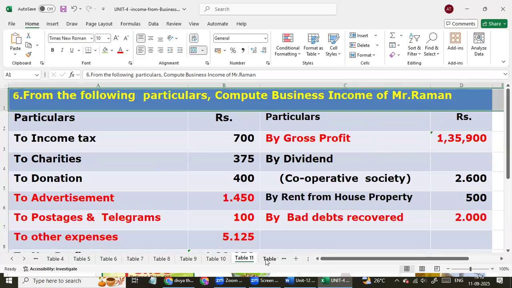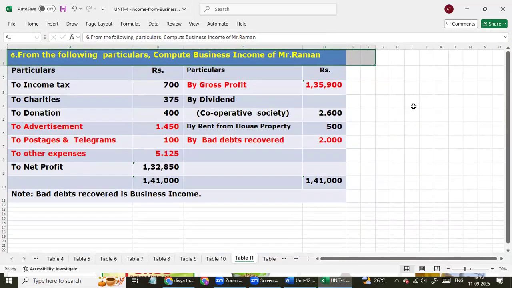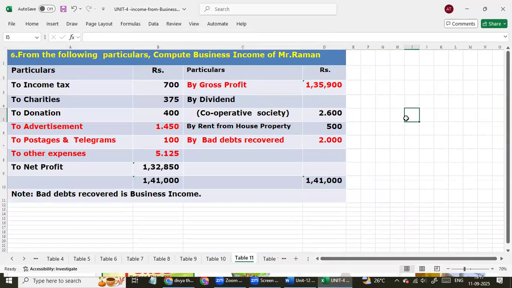Now here again a similar numerical is available. The question is to calculate income and gains from business and profession. Again, I have to find out which is business and which is not business.